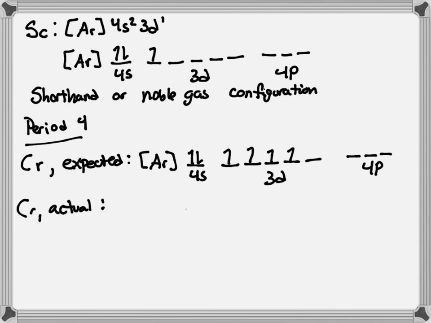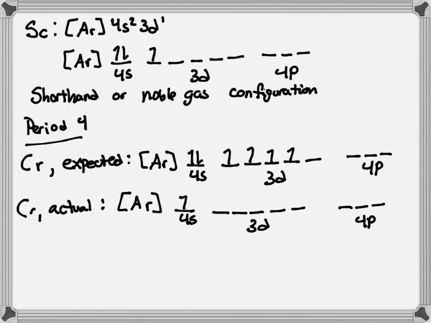So chromium, the actual configuration is we still have our argon. Okay, there's our 4s, 1, 2, 3, 4, 5, 3d, 1, 2, 3, 4p. Okay, the actual is we get a single 4s and 1, 2, 3, 4, 5 3d electrons. So this is more stable. So chromium, we get argon, and then 4s1, 3d5. Okay?